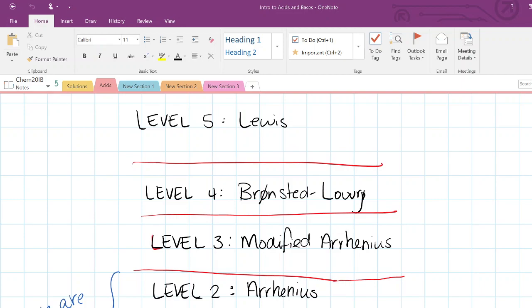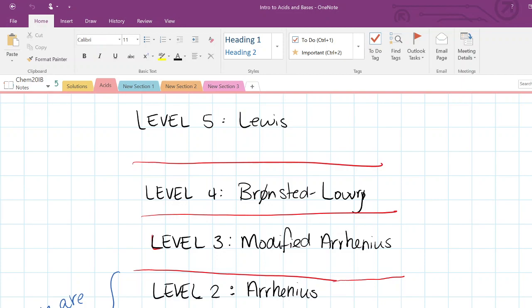And that's what's going to move us here into level 3, where Arrhenius had to modify his original definition in order to explain why those solutions were testing acidic or testing basic, even though they didn't have a hydrogen ion or a hydroxide ion in the chemical formula necessarily.